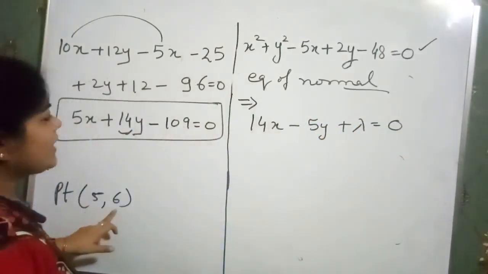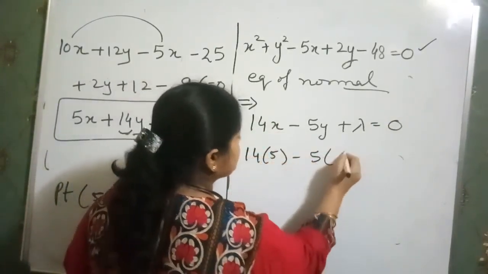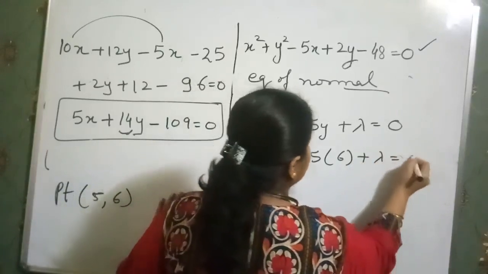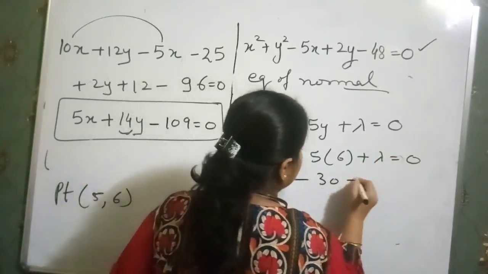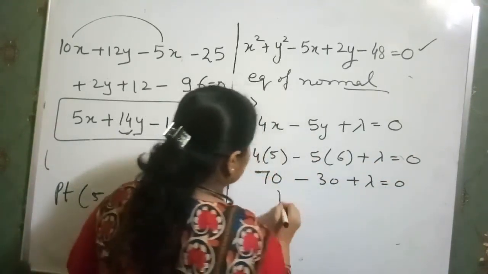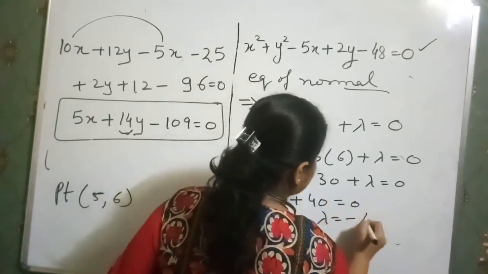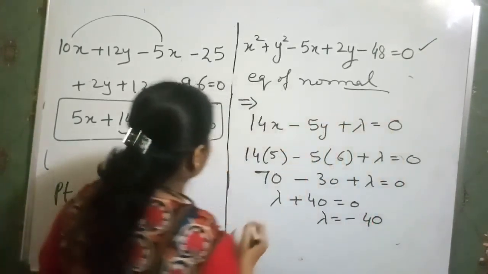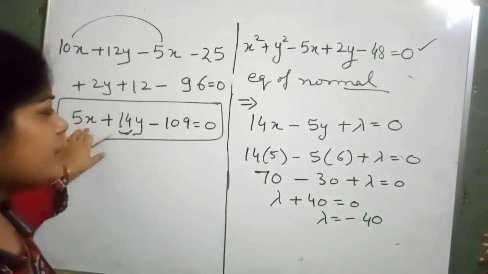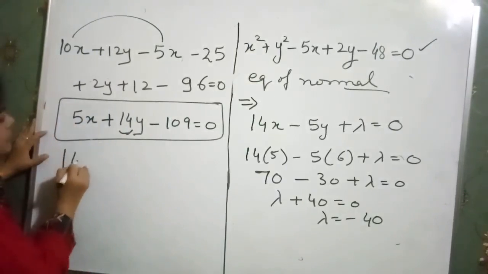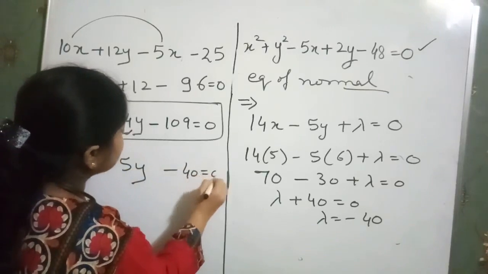Now put the values of 5 and 6 here. We have 14 into 5 minus 5 into 6 plus lambda is equal to 0. 14 5s are 70 minus 30 plus lambda is equal to 0. So lambda plus 40 is equal to 0, so the value of lambda is minus 40. Now put the value in the equation. This is the equation of tangent, and now the equation of normal is 14x minus 5y minus 40 is equal to 0.